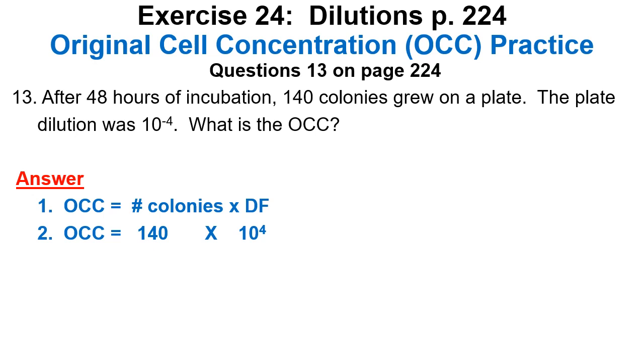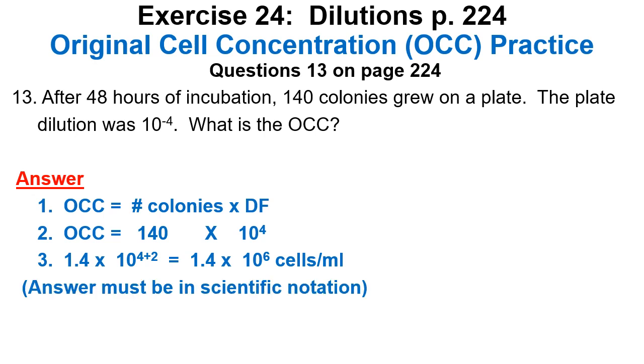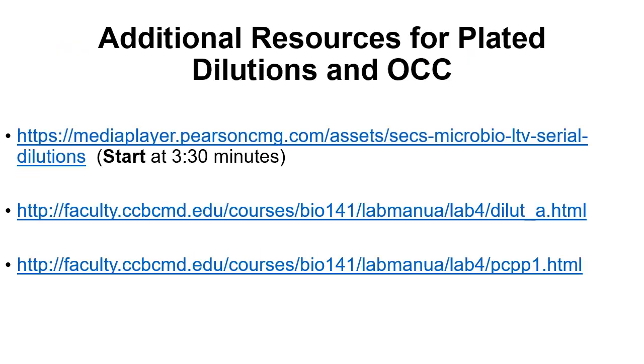Next, we need to put our number in scientific notation. So how many places do we need to move the decimal to get it in scientific notation? We're always going to put the decimal between the first two whole numbers. So we're going to move the decimal 2 places. So 2 plus 4 is 6. So 1.4 times 10 to the 6th cells per milliliter is our final answer. You must always put your answers in scientific notation and include units.